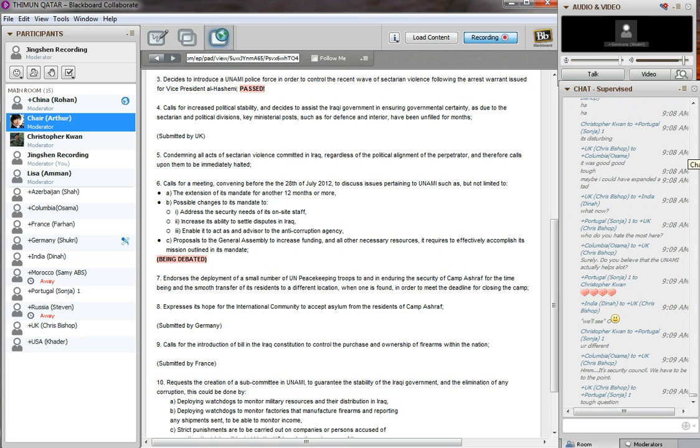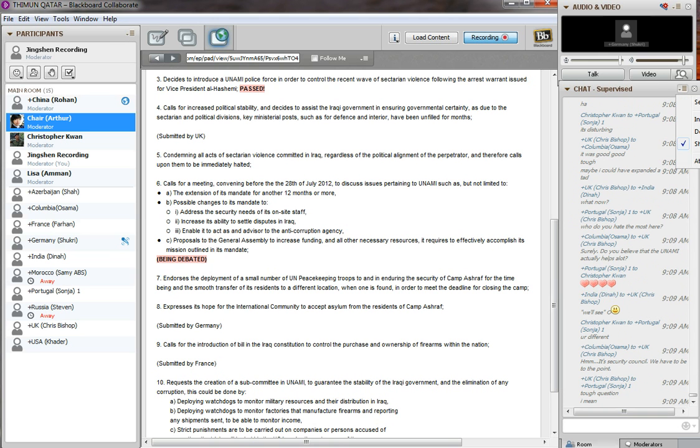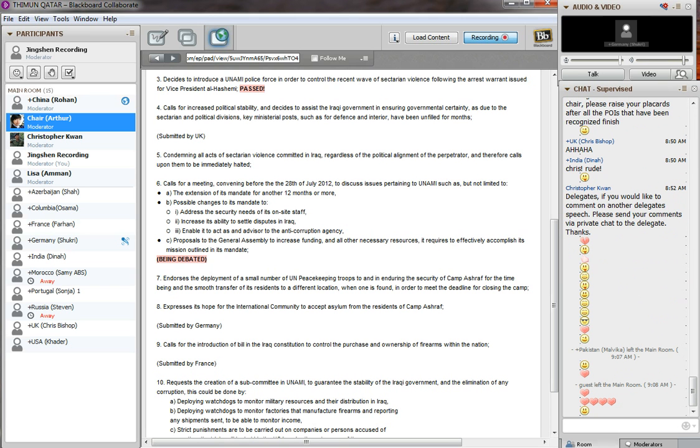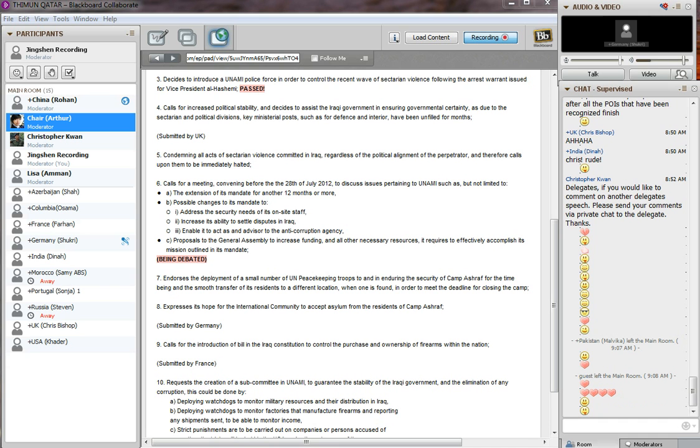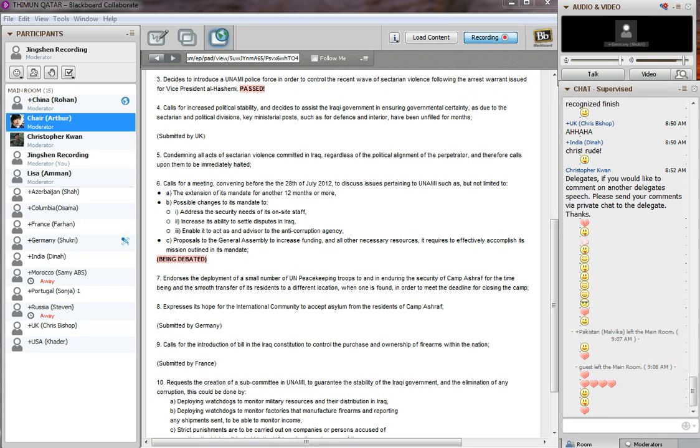Also, in Iraq there is widespread corruption, and through the UNAMI, which will be an unbiased organization as it is from the UN, it can effectively act as an anti-corruption agency or advise the one already existing in Iraq. Lastly, subclause C proposes to the General Assembly so that more funding could be allocated to UNAMI so that it could accomplish its tasks, for example, set up more stations, enlist more people so that it's more effective in Iraq. Thank you.